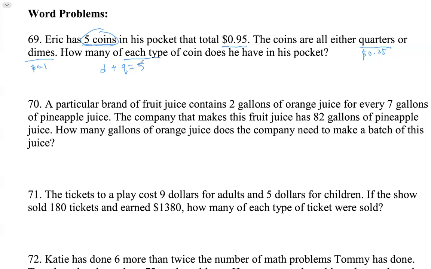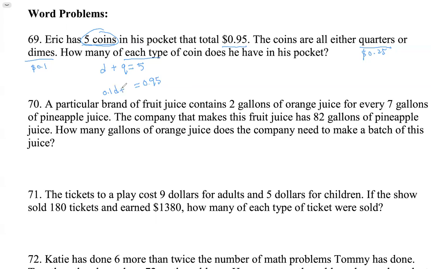Now we can make another equation from the money, right? So total, he has 95 cents. And how much from dimes? We know each dime is 10 cents, and he has D many. So that's 0.1 times D, right? D multiplied by 10 cents. That's the money from dimes.